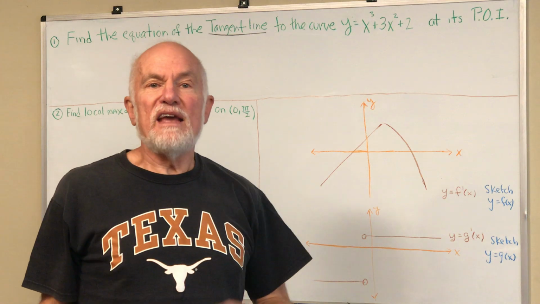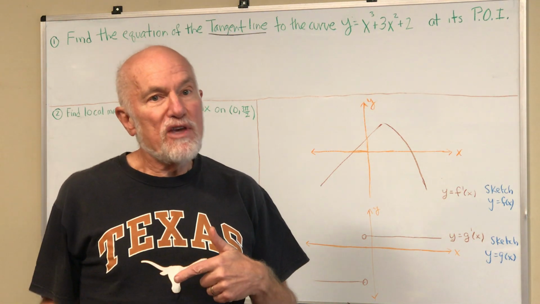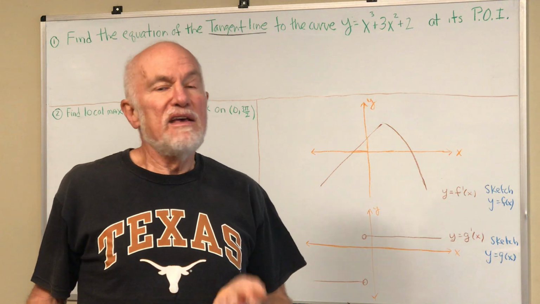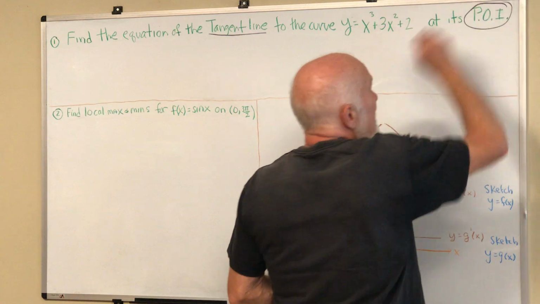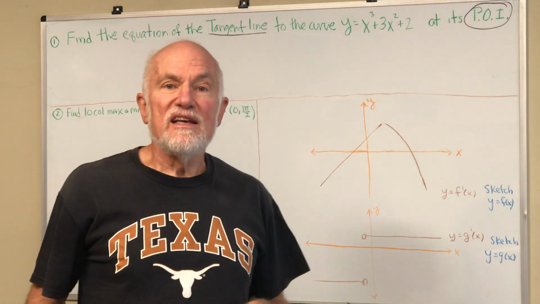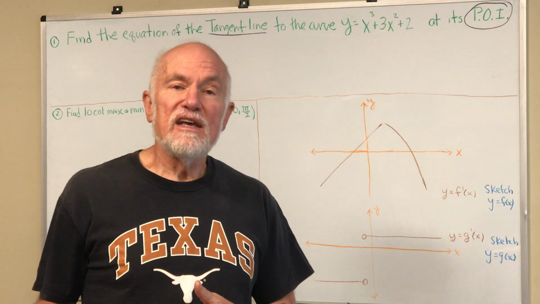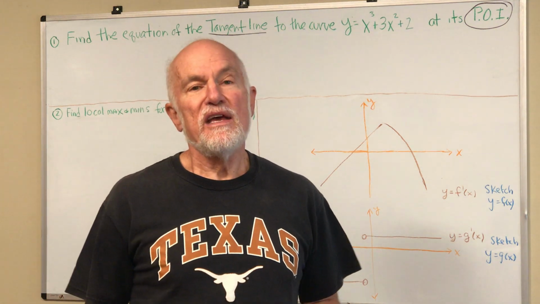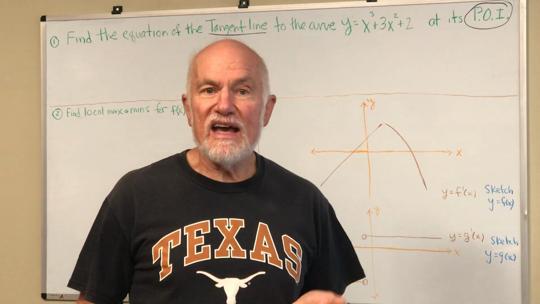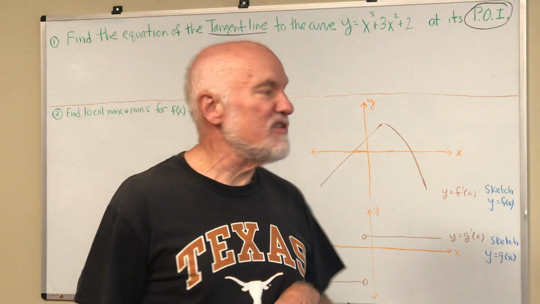Well, what do we need to find a tangent line? We need a point and a slope. Well, sometimes you're given at least part of the point. This time we're not, but we are given the knowledge that it's at the point of inflection. So in order to get the point, we have to find the point of inflection, wherever the curve changes from one concavity to another. And we know the only way to find that is to go to the second derivative, because that gives us what the concavity is.